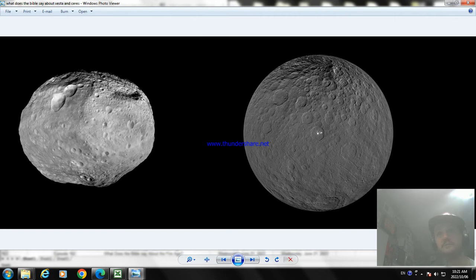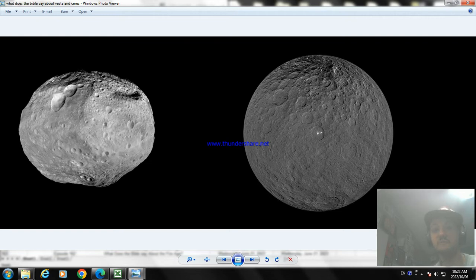You could say that Ceres is the smallest dwarf planet in our solar system, but it's still pretty big. And you can say that Vesta is the biggest asteroid in our solar system. Both Vesta and Ceres are between Mars and Jupiter.